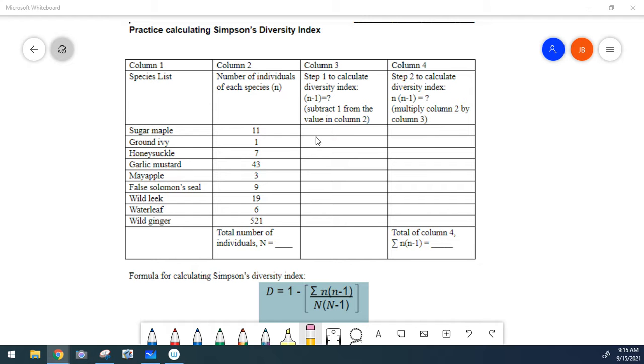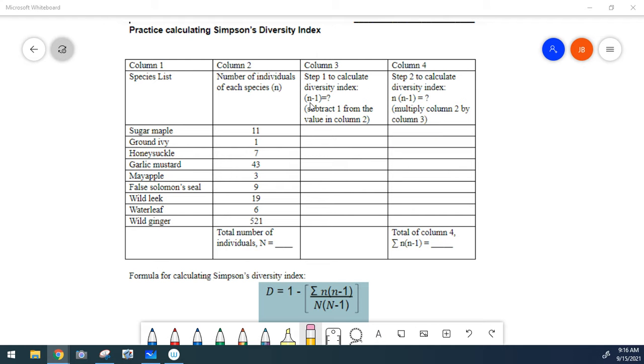Okay, so we're going to go through this practice one of the diversity index, and then you guys can do the other two tables on your own. We're going to use this particular equation right here. This looks just a little bit different than the one we used in the lab. It was a little bit simpler, but this is the one we're going to use for the calculations.